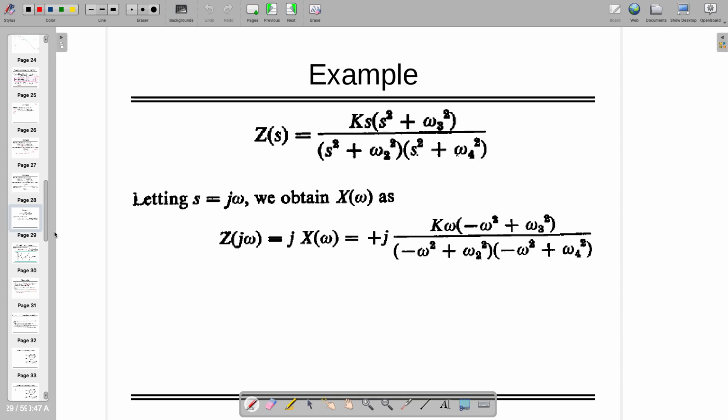Anyway, so let's have one example. Before we go today, we have one example. So this example is different than what we have derived the equation earlier. So what this equation says, this has more number of zeros or poles. Poles are more.